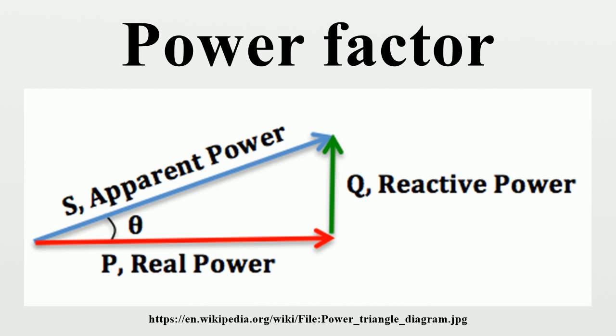A linear load does not change the shape of the waveform of the current, but may change the relative timing between voltage and current. Electrical circuits containing dominantly resistive loads have a power factor of almost 1.0, but circuits containing inductive or capacitive loads can have a power factor well below 1.